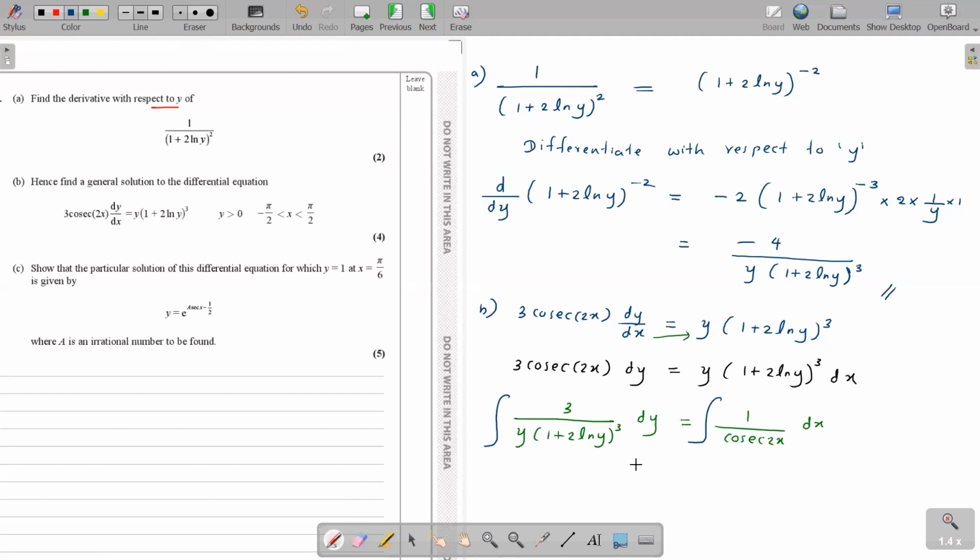And then to get the general solution, we need to integrate. We need to integrate this side with respect to y, and this side with respect to x. And that's how we get the general solution.